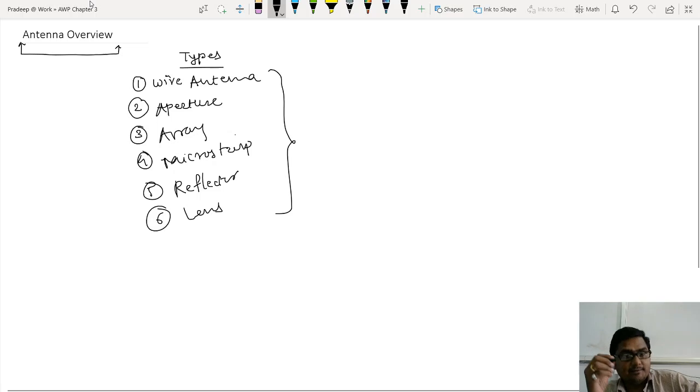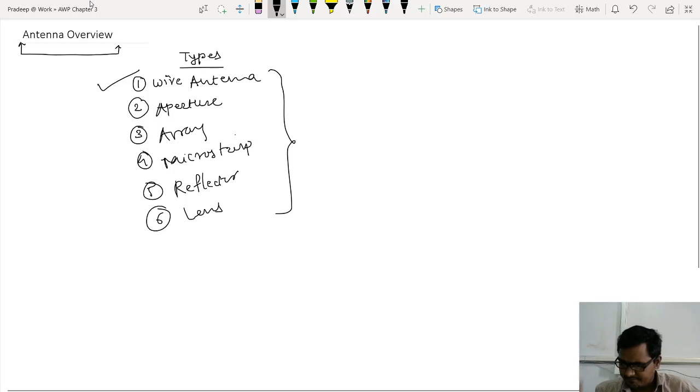So now if I want to start with antenna theory, then I must understand the first type, that is wire antenna. So we'll start with wire antenna. We'll focus more on that wire antenna first, because if you understand simple wire antennas like dipole and monopole, like how they are radiating, how the current distribution is there on the monopole and dipole, obviously it will be very easy for you to understand the rest of the antennas, that aperture, array, microstrip, reflector and lens.